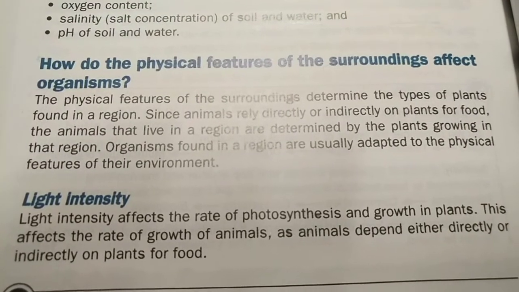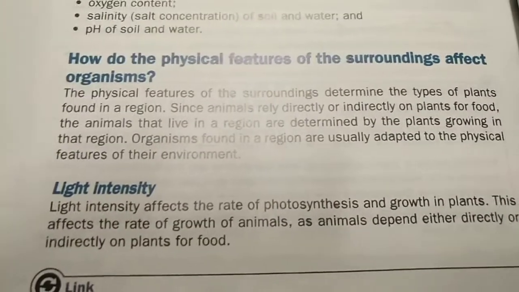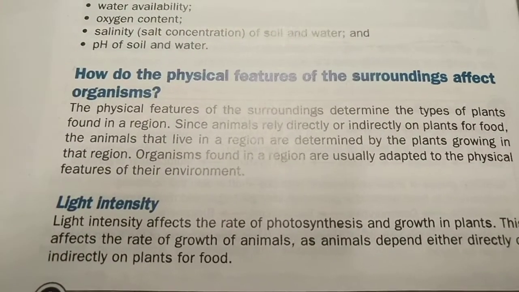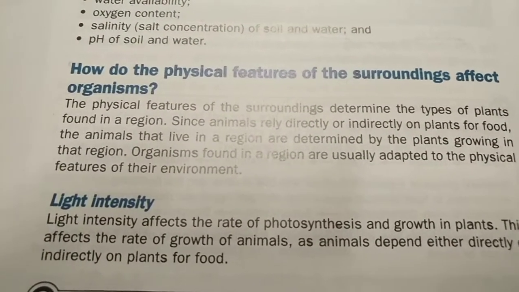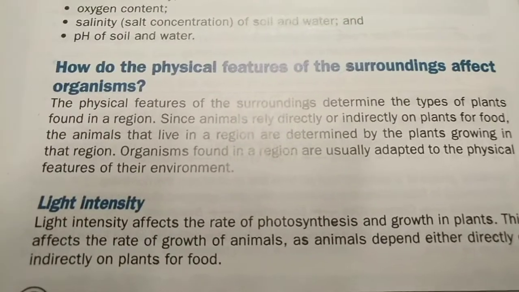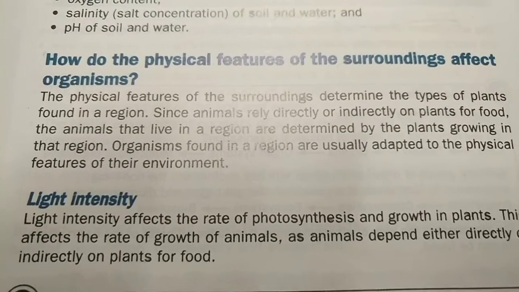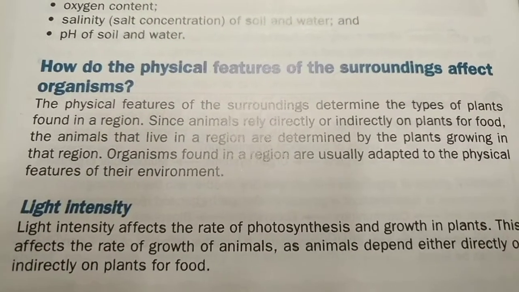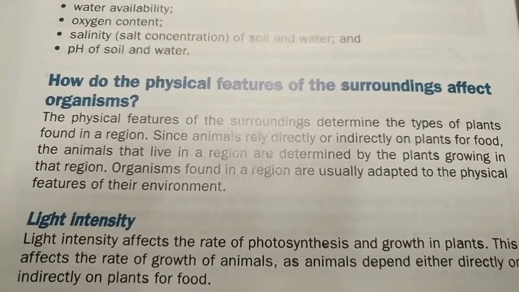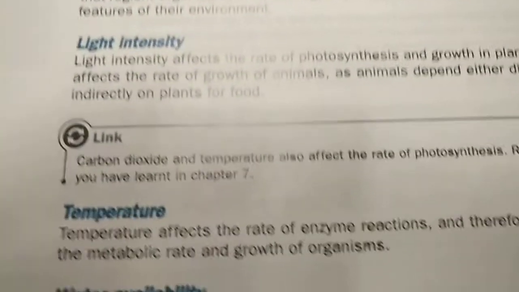Light intensity affects the rate of photosynthesis and growth in plants. I told you in my previous video that light is an important factor. If the intensity of the light is low, medium, or high, it has a direct impact on the rate of photosynthesis. Just consider that if you put a plant in a dark place, or if you put a plant in a moderate light intensity place, which plant will grow best? Definitely the plant with a moderate light intensity will grow best, because that plant will do photosynthesis as compared to the plant which is kept at the dark place. So it's very clear from there.